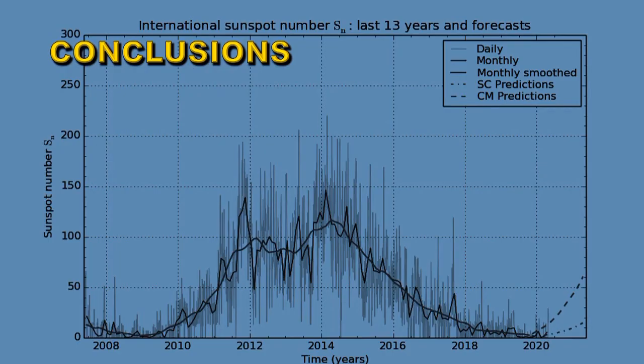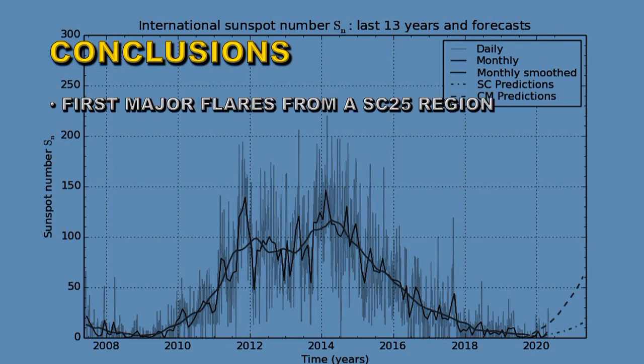So what conclusions can we draw from all of this? Well, first of all, this background graph shows the evolution of solar cycle 24 and the beginnings of solar cycle 25. So we are currently right at the far right hand side of this, and just showing the first upticks of solar cycle 25. The question is, which of the two models is it going to follow? It looks as though it's going to follow the lower of the two, but we have yet to see what will actually happen. From the data we've seen today from these flares, these are the first major flares from solar cycle 25.